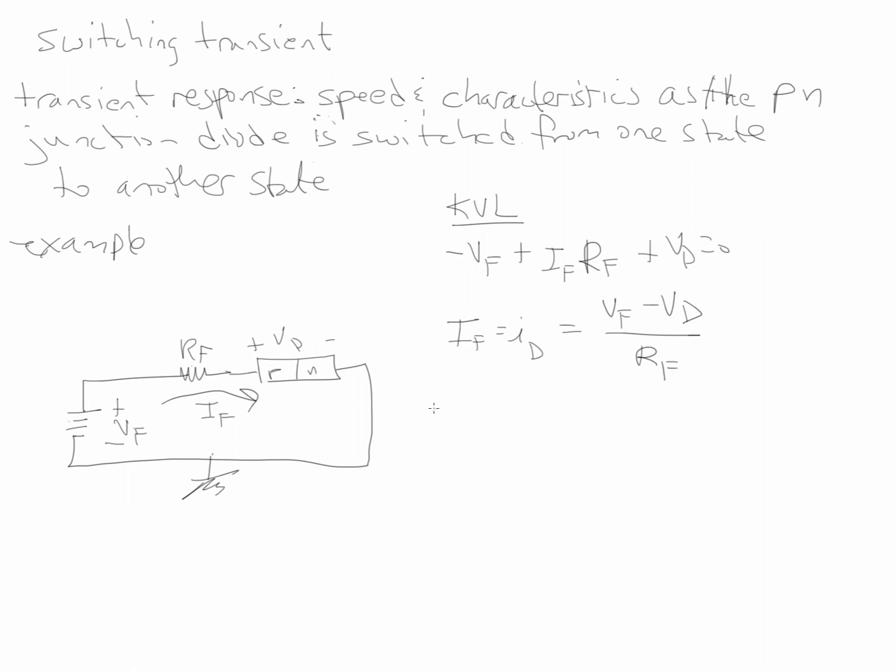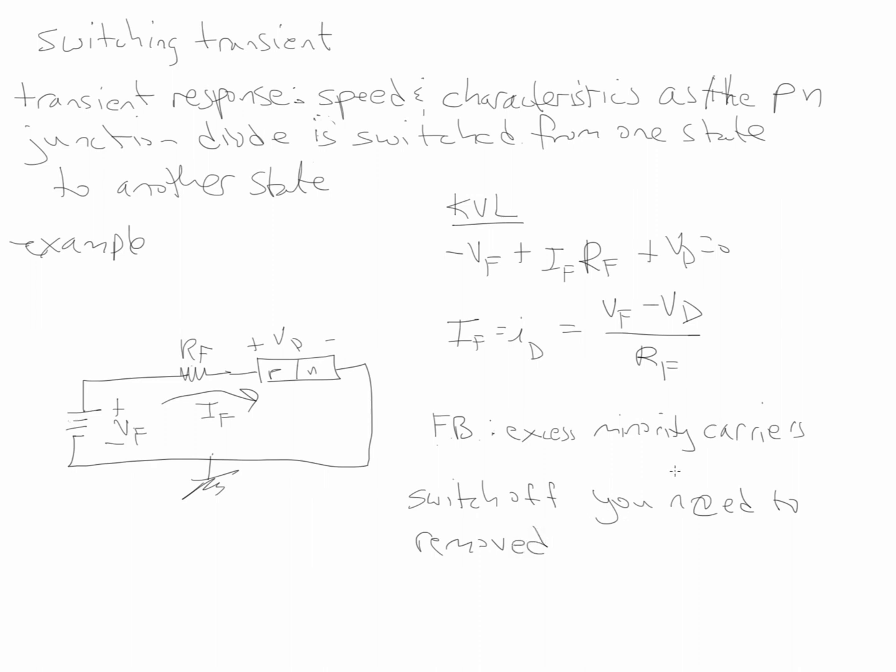So again, just to remind you, under forward bias conditions, you have an excess of minority carriers. Okay, when something's forward biased. And then when you switch it off, the excess minority carriers in each region need to be removed.